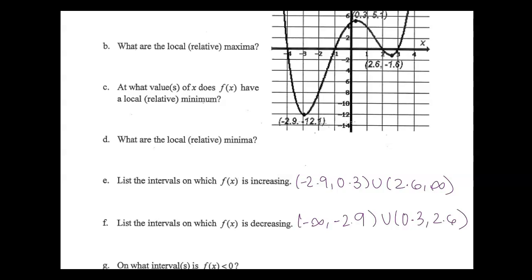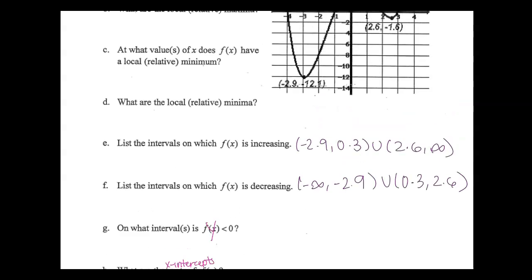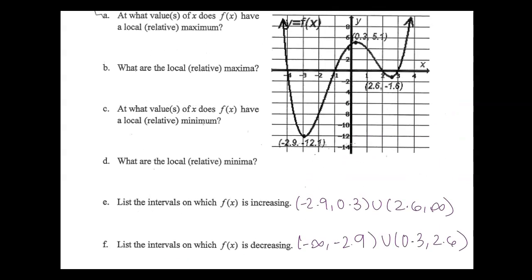If f of x is less than 0, that means that all of the y values, so that's what it technically means, all of the y values are less than 0. If all of the y values are less than 0, is it going to be on the x-axis, above it, or below it? Below. So you want all of the space that is below the x-axis. So look at the graph. On the x-axis, what points are below the x-axis, between where and where?